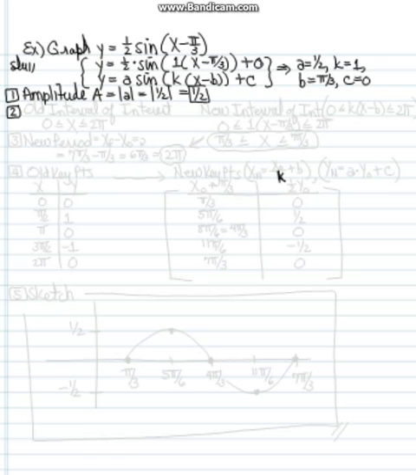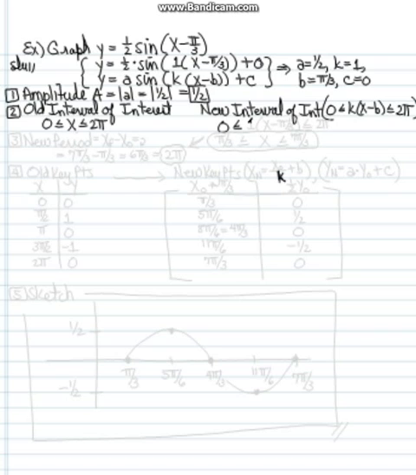Okay, step 2, the old interval of interest for the sine function is 0 less than or equal to x less than or equal to 2 pi. The new interval of interest is acquired by taking the extremes 0 and 2 pi, and in between we put k times x minus b. So we have 0 less than or equal to k times x minus b, less than or equal to 2 pi. So we've got 0 less than or equal to 1 times x minus pi over 3, less than or equal to 2 pi, and then just get x alone in the middle.